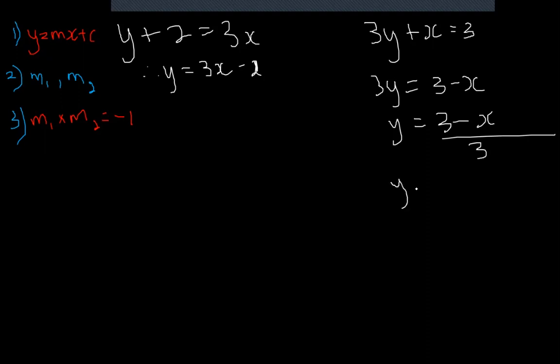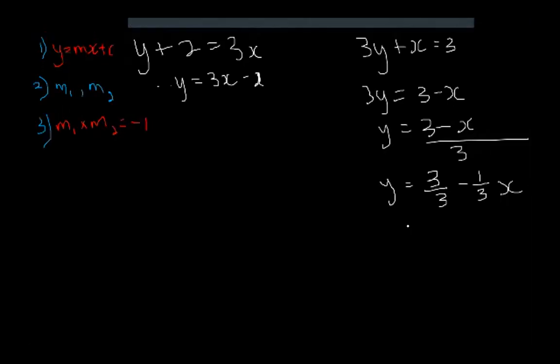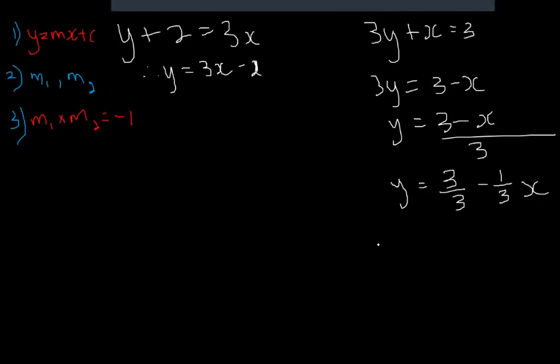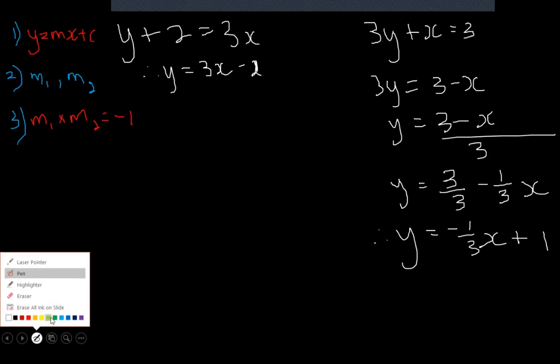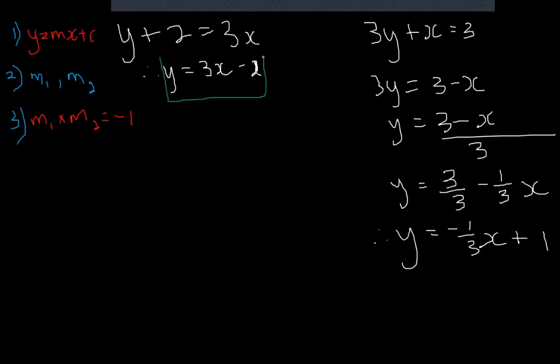But remember, the single fraction can be broken up into two separate fractions. So that's 3 on 3 minus a third x. Remember, we want it in the form mx plus c, so this can be written as minus a third x. 3 divided by 3 is 1, so that's plus 1. So this is my first equation, and this is my second equation.